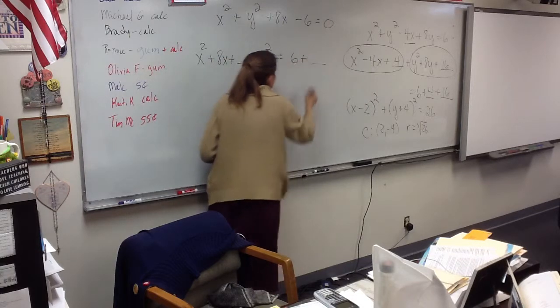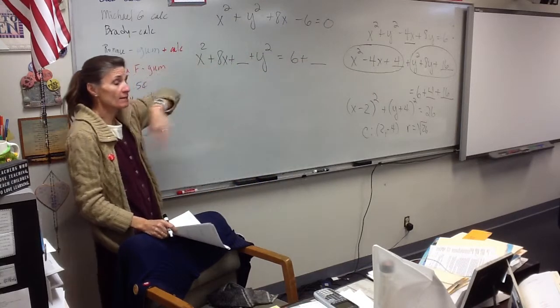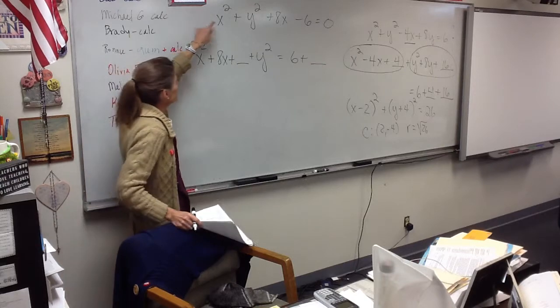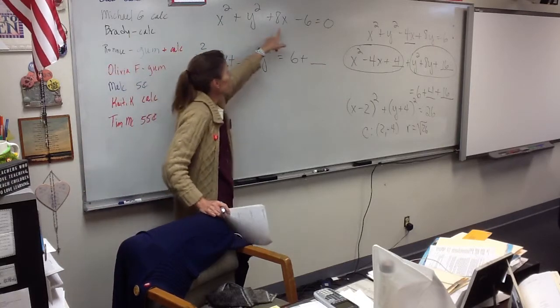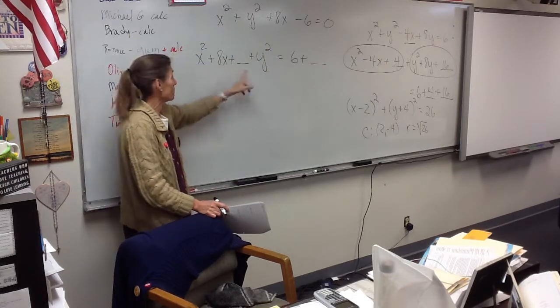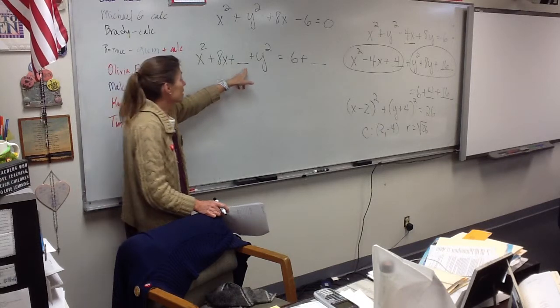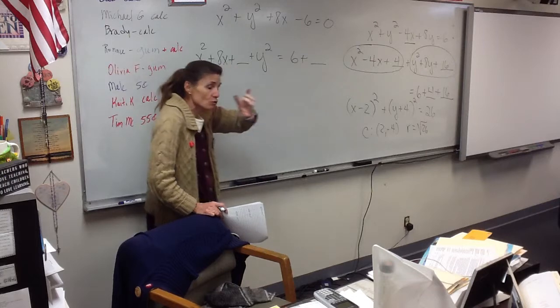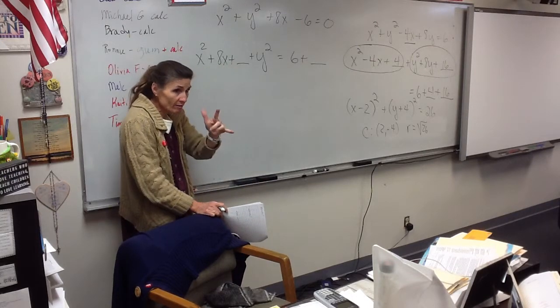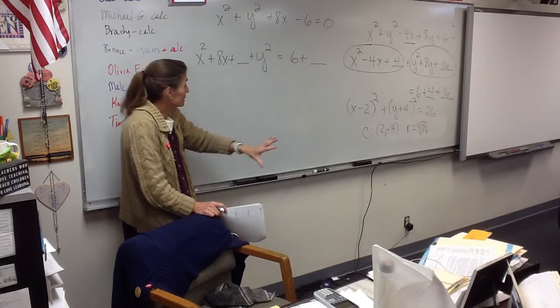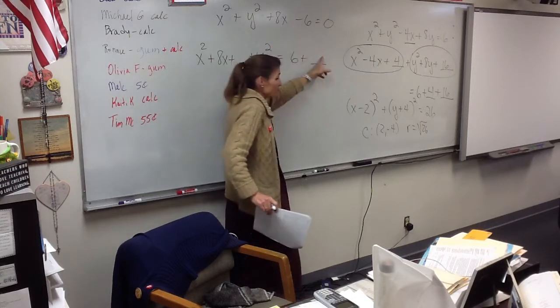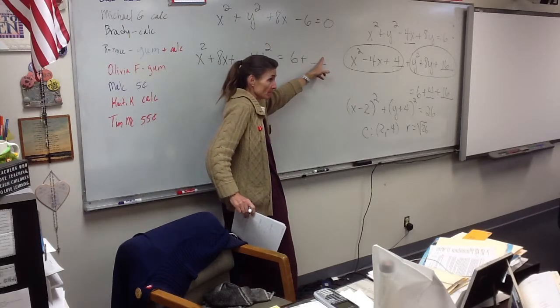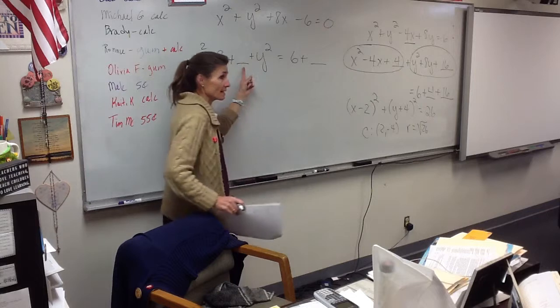And I'm going to move the 6 to the other side. Oh, boy, I did a lot of things there. Let's make sure everybody's with me. I took my x squared and my x, and I put them together and put a blank. The y squared, leave it alone. If there's no y to match it up with, leave it alone. The 6 belongs on the other side. Would you agree with me? Along with whatever blank I have here.